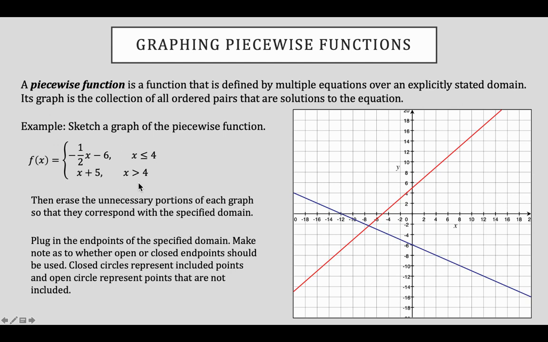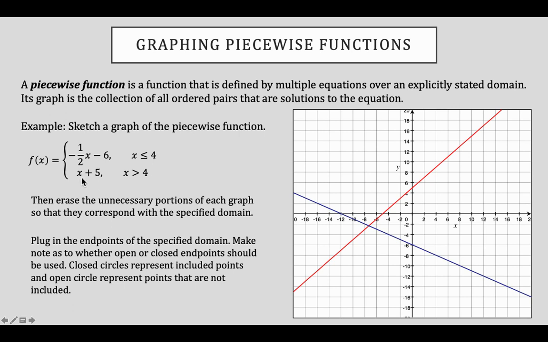Similarly, I also want to plug in the endpoint of my second piece. So I'm going to, again, plug in 4. I know that sounds a little counterintuitive because we know x can't equal 4, but we can get infinitely close to 4, and plugging in 4 is going to be the easiest way to figure that value out. Except when we graph it, we're just going to use an open circle.